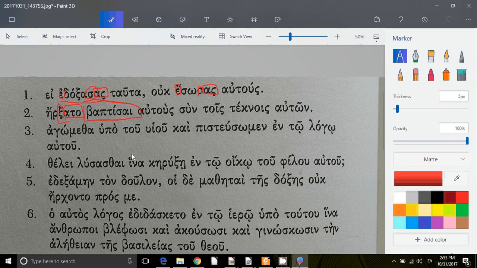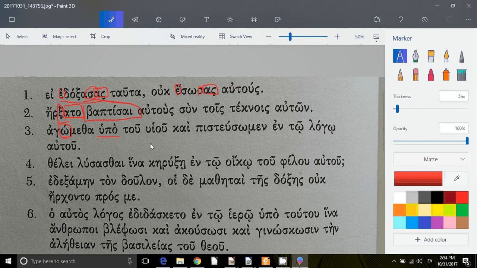Number 3. Agometha hypo tou huiou kai pisteusomen en to logo autou. So we've got a verb here right after the beginning, agometha. I see that long O, that omega, and that makes me start to think about the subjunctive mood. And that's exactly what I have here. Let us be led. So a subjunctive all by itself in the first person, we think of the cohortative subjunctive. So let us be led. It's middle passive, and I've got a hypo here, so it tells me it probably is passive.